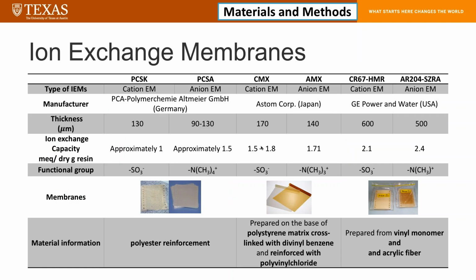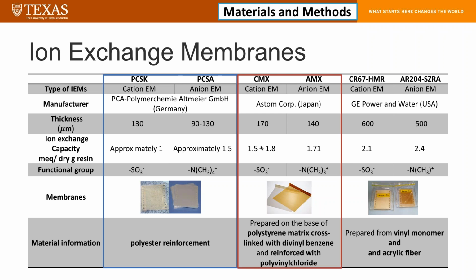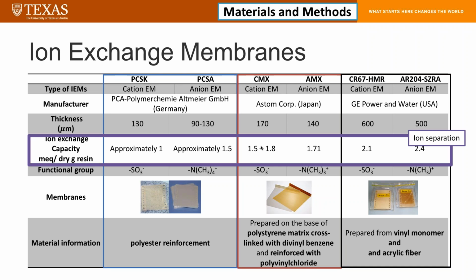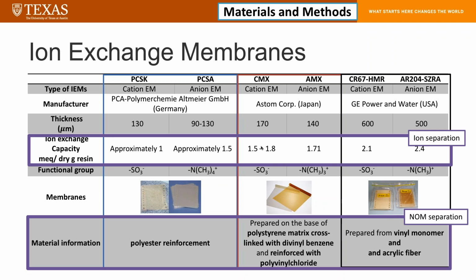Here's the ion exchange membrane information that I use for the ED system. One is the PCSK and PCSA membrane. I always use them as a pair, the cation exchange and anion exchange membrane. And the other pair is the CMX and AMX membrane, and the third one is the CR67 and AR204. The ion separation characteristic is affected by the ion exchange capacity of each ion exchange membrane, and the NOM separation is mainly affected by membrane material.